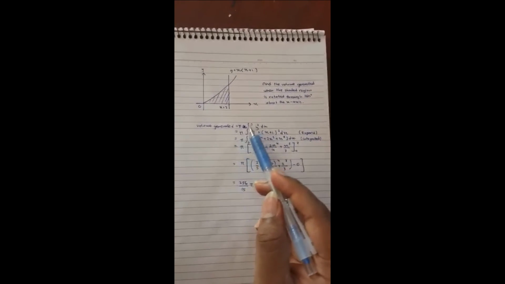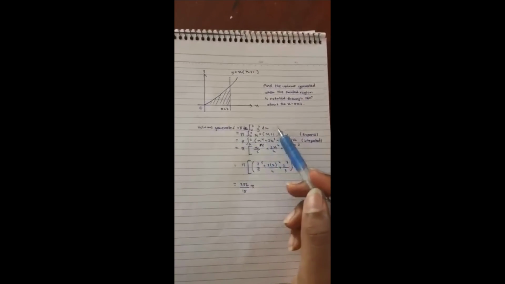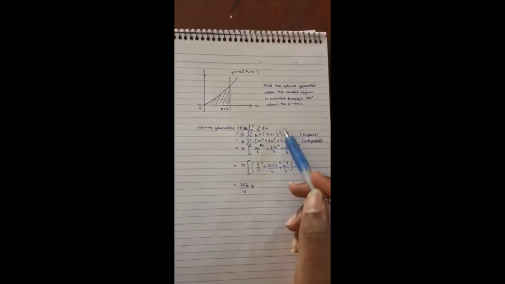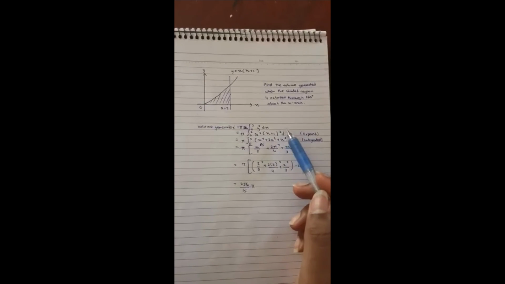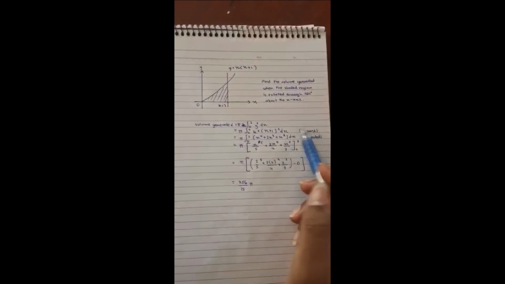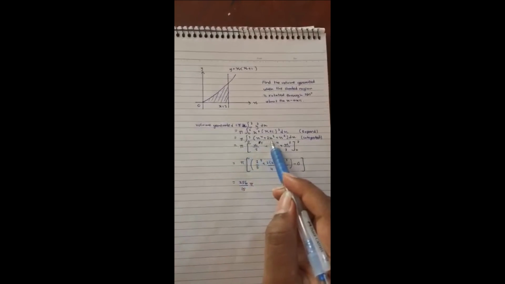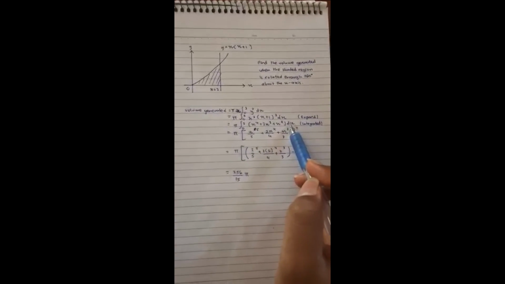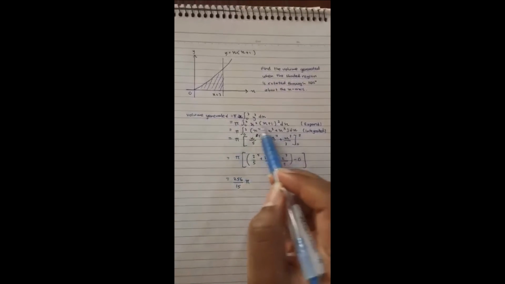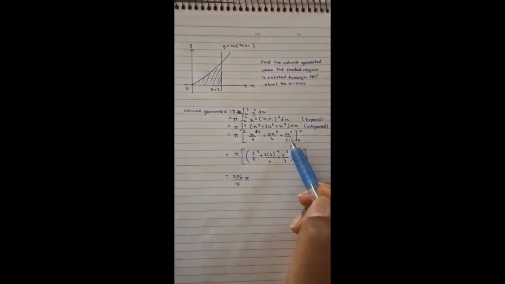Okay, now pi integral from 0 to 2 of x squared (x plus 1) squared dx. Now we must expand this equation, then we get this, and then we must integrate this equation. Once we integrate, we get this.